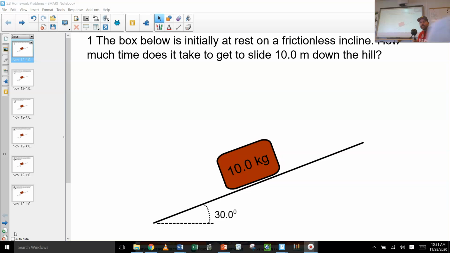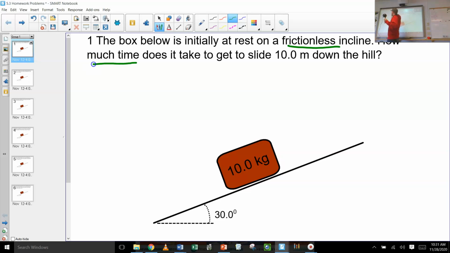Number 1 says the box below is initially at rest on a frictionless incline. That's really important, that it's frictionless. That means there is no friction. Pretty self-explanatory. How much time does it take to slide 10 meters down the hill? So we're looking for how much time. So time equals question mark.